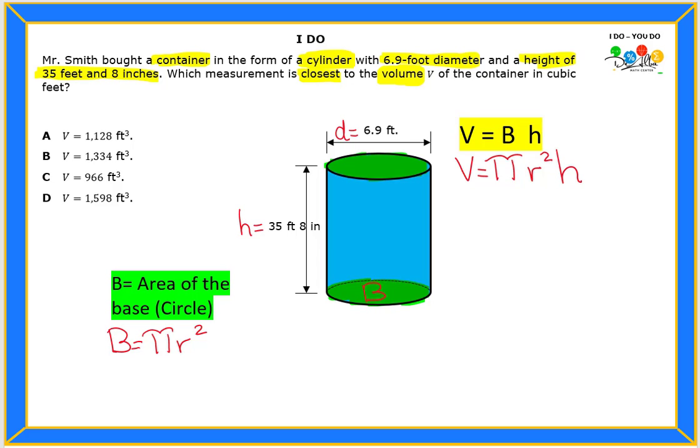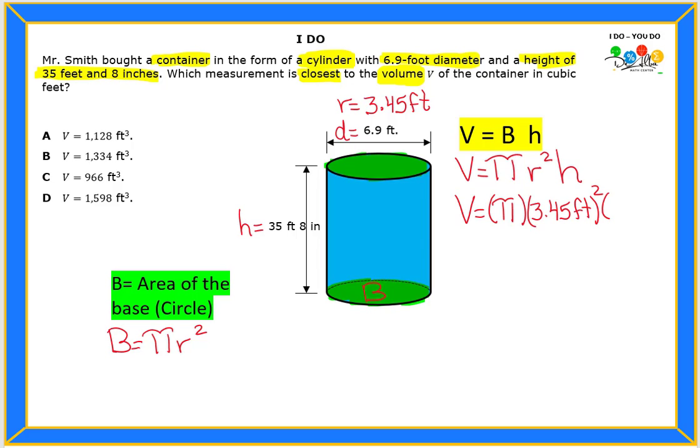Okay, now notice how the height, I'm just bringing it down. So volume equals pi, I'm going to write down pi just as it is. Radius, please don't tell me it's 6.9, that's diameter. Radius is half of it, and my radius will be 3.45 feet. So I will write down 3.45 feet, and remember that you're raising it to the second power.